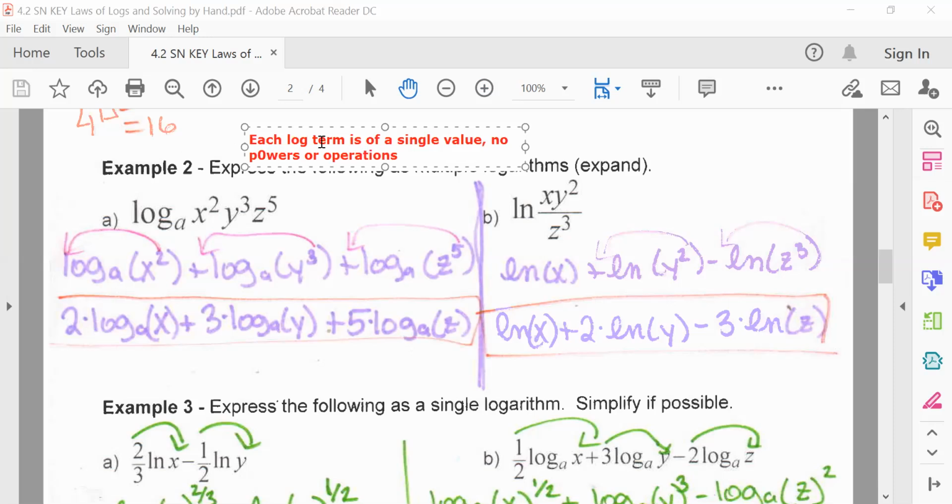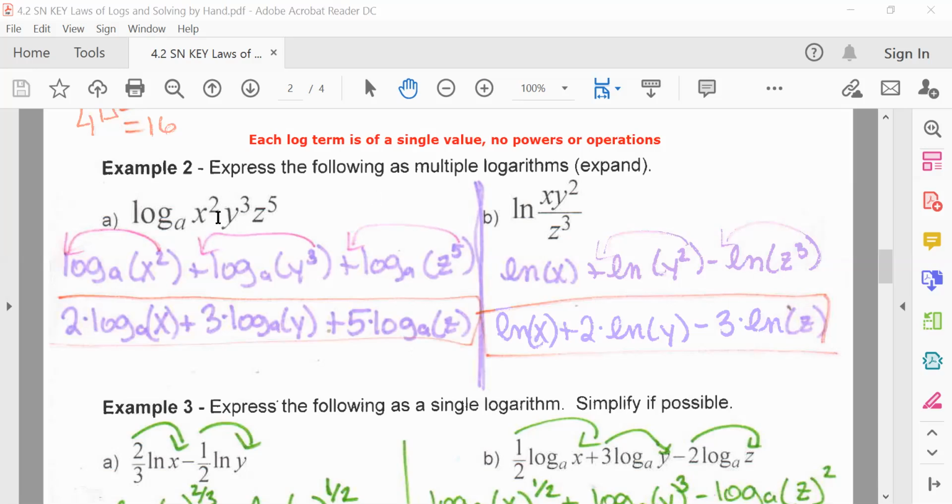Okay, no powers or operations, as in no 3 times 4s, no x to the 5th powers. Each log taken is of a single value. So we're looking at example A, and we are multiplying all these things inside a log. Think multiplying bases with exponents. If you're multiplying bases with exponents, we add the powers.